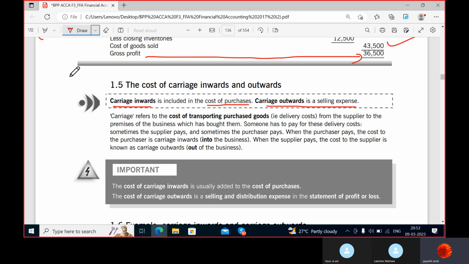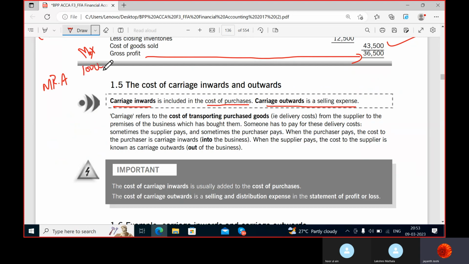The difference here is, see, this is Mr. A and he has purchased goods from a wholesaler, Mr. X. Mr. X is a wholesaler. So when Mr. A purchased goods from Mr. X, Mr.